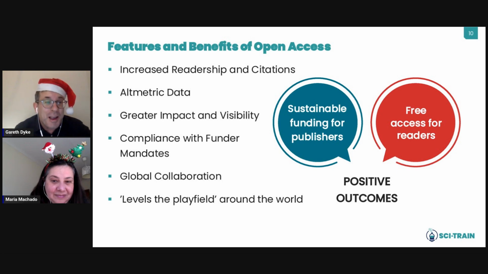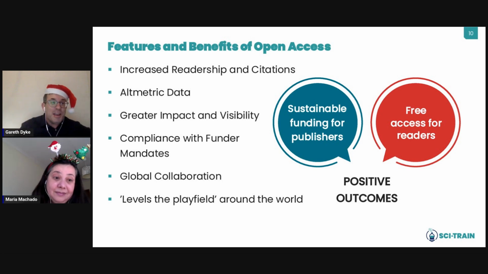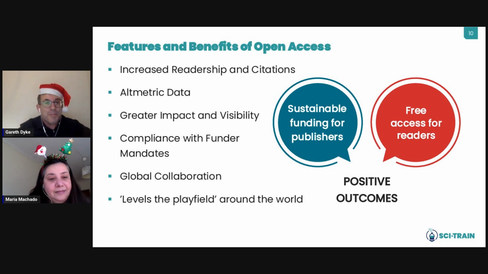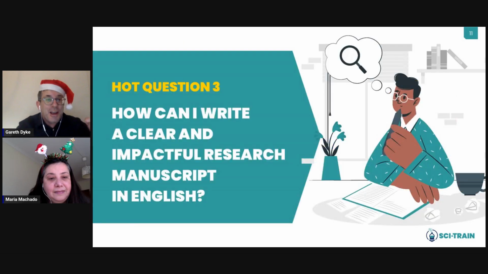But if you do go down the open access road, which we are big fans of, as I mentioned, it can increase readership and citations, and your Altmetric scores, those notices of your article on social media, will be bigger. You'll get much greater impact and visibility. Often this means compliance with funder mandates. Many funding agencies require or specify that we should be publishing our work green or gold open access, and so on. It really is a big playing field leveler around the world.